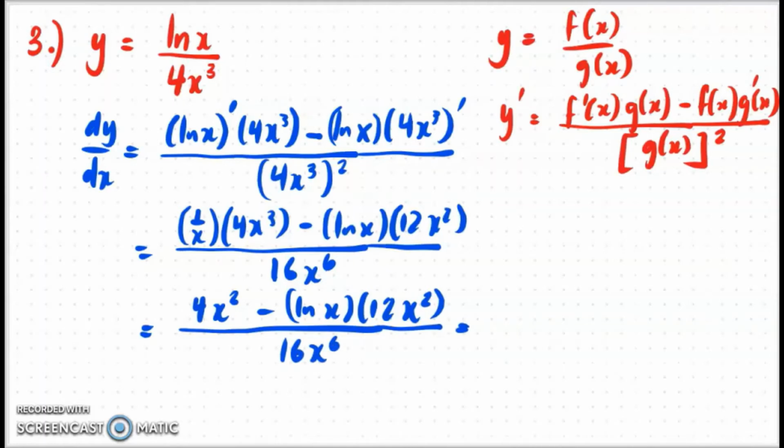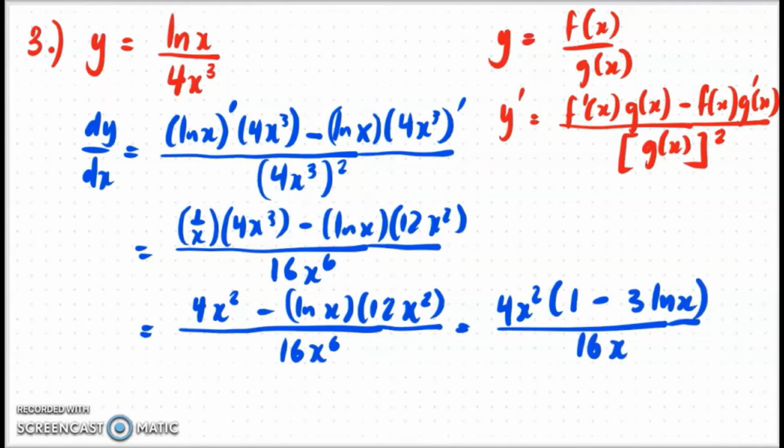And we can simplify this further. If we look at these two terms in the numerator, there is actually a common factor, right? We can factor out, what can we factor out? A 4x squared. So what will be left inside? So 4x squared divided by 4x squared is just a 1. And then we'll have 12x squared by 4x squared is just a 3. So that's 3 ln x all over 16x raised to 6.